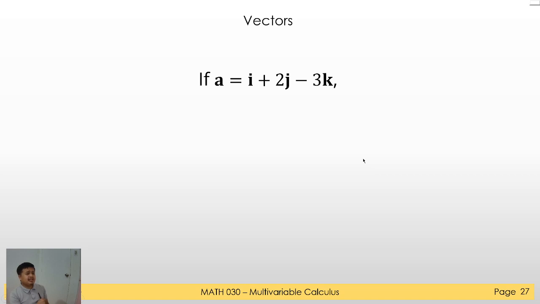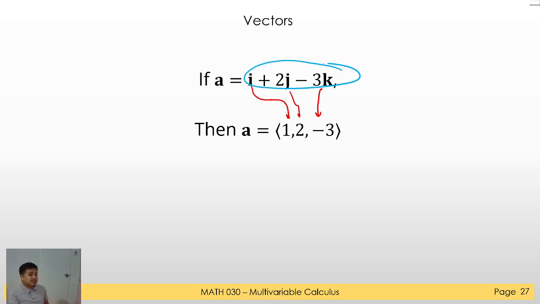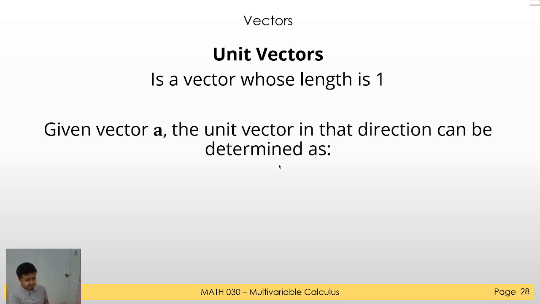Okay, so given a vector A that is represented using the standard basis vectors i, j, k, we could represent this in its component form, which is 1, 2, and negative 3. Essentially, it is the same thing, but a different way of representing a vector. So don't be confused, these are the same. We just have the standard basis vector notation, or sometimes we call this the unit vector notation, and this component vector notation.